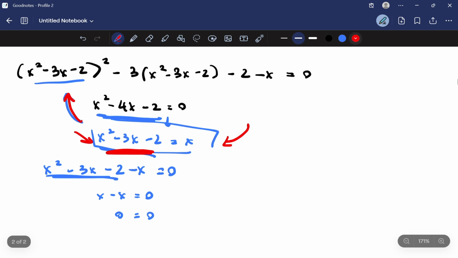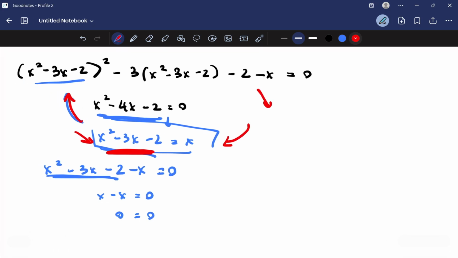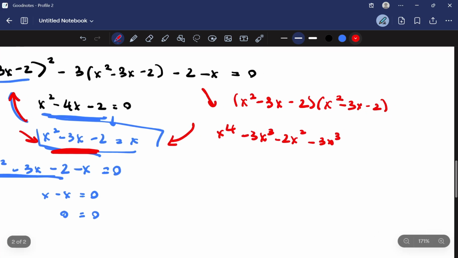So let's see, what do we do next? Next we want to expand this polynomial. And so let's just do it. So I guess, what's that squared? x squared minus 3x minus 2 times x squared minus 3x minus 2. That gives me x to the fourth. I'll do this in my head. x squared times minus 3x gives minus 3x cubed.